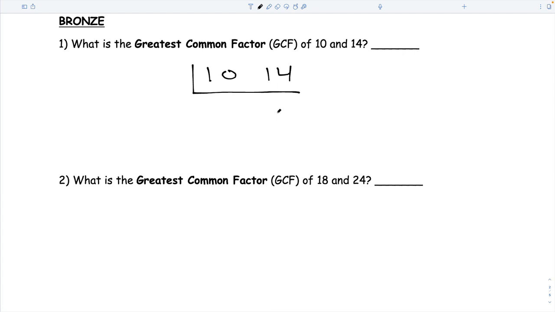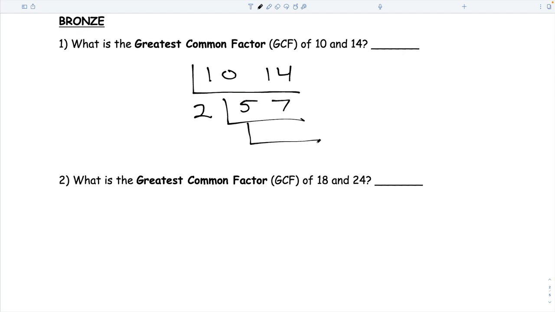And what number could I factor out first? 2 is my go-to starting point. I always try to factor a 2. And what would go inside the next column? 10 divided by 2 and 14 divided by 2 creates what? 5 and 7. Great.